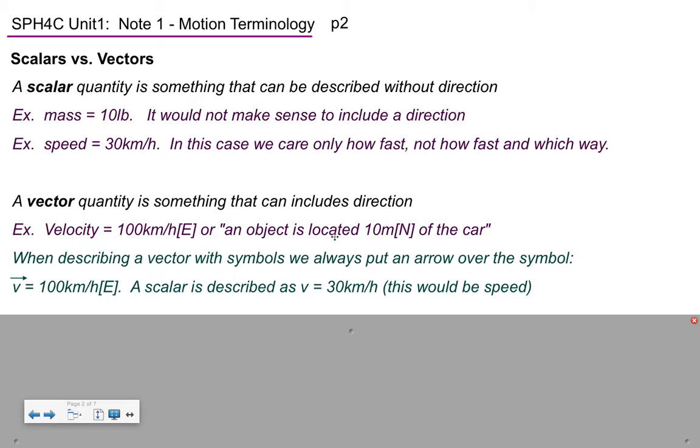An object is located 10 meters north of the car. I could say that as a scalar by saying an object is located 10 meters away from the car, where it doesn't matter which direction it is away from the car, only that it's that distance away. But if I'm including the fact that it's 10 meters north, I'm being more specific. I'm making it a vector instead of a scalar. A scalar would be 10 meters away. A vector would be 10 meters north of the car.